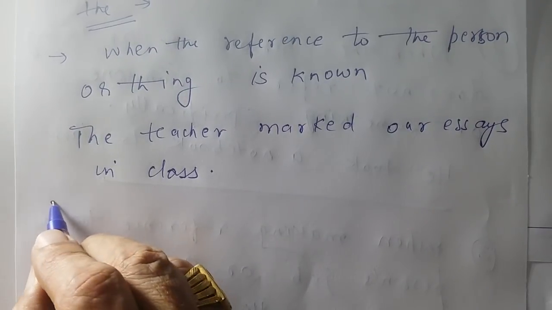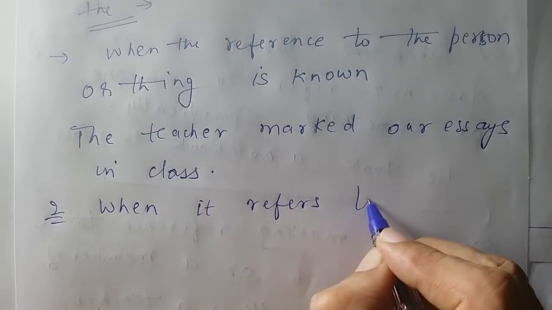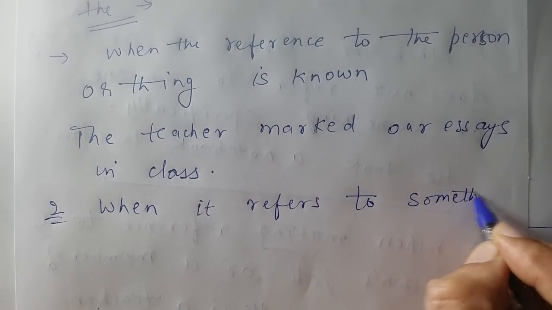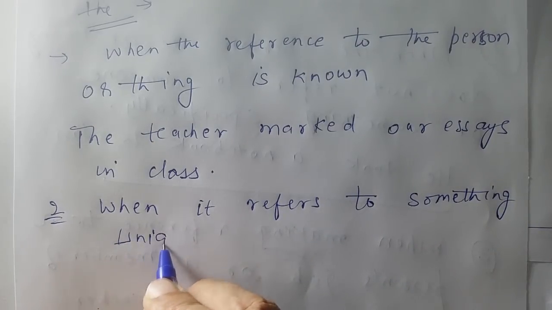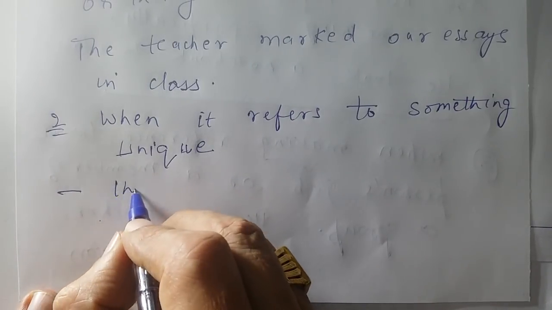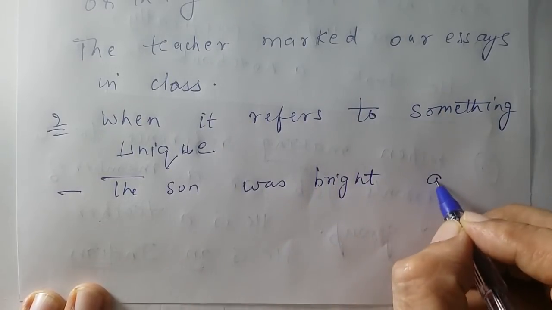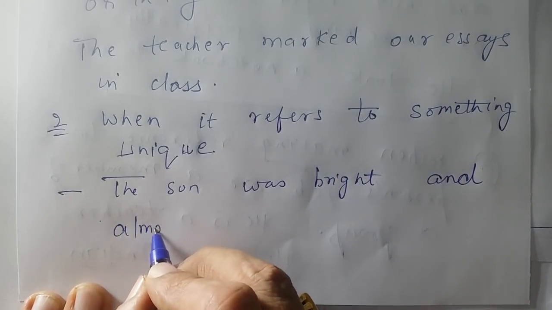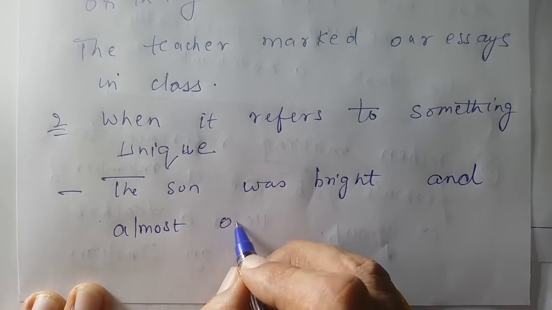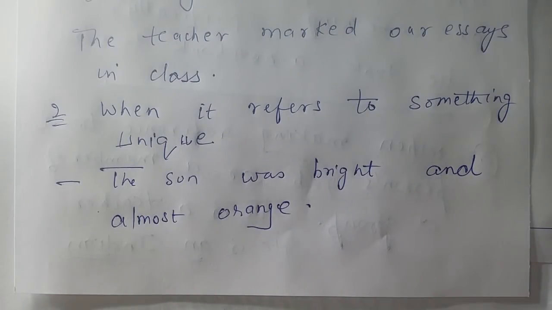Second thing, the main thing, remember this one. When it refers to something unique, the sun was bright, and almost anything you can add. Orange. Check this out. So in this way, when there is a reference to something unique, then we can use the. When referring to someone's job title.